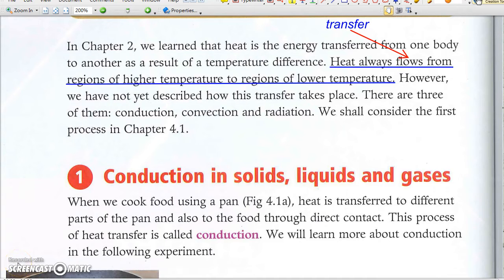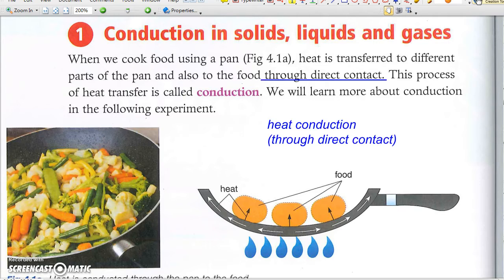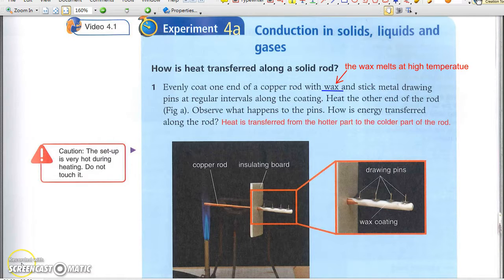Heat transfer is due to temperature difference between two bodies. There are three types of heat transfer: conduction, convection, and radiation. 1. Conduction in solids, liquids, and gases. Conduction takes place when two objects are in contact. Heat energy flows from the hotter one to the colder one through molecular collisions.